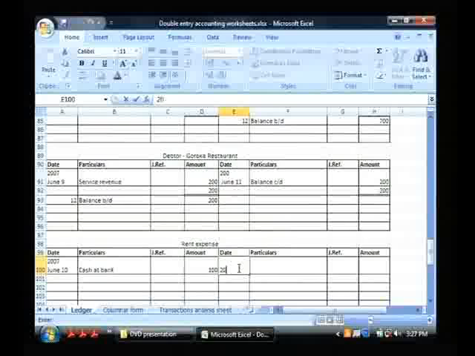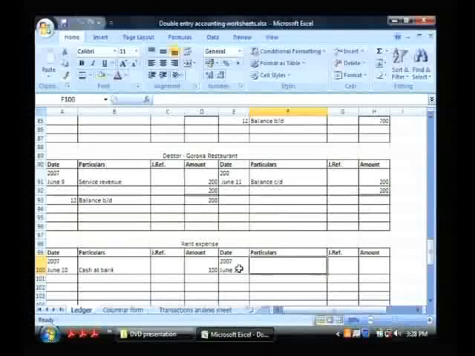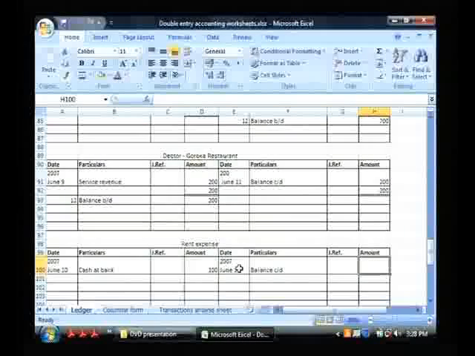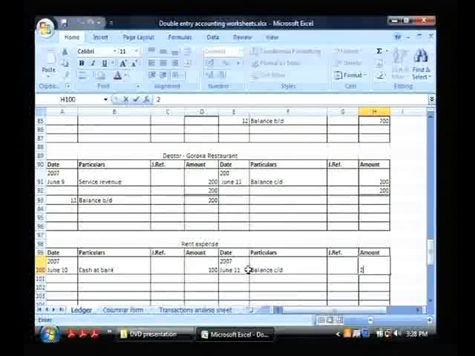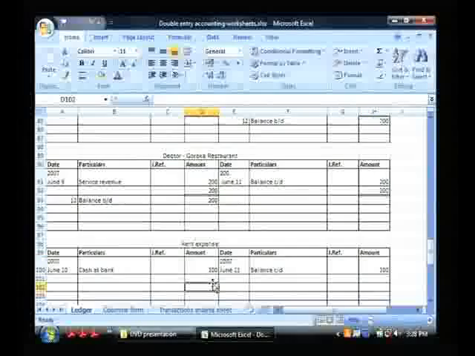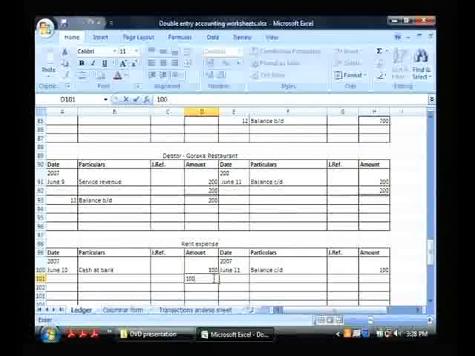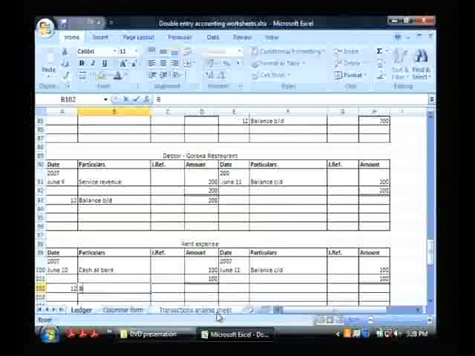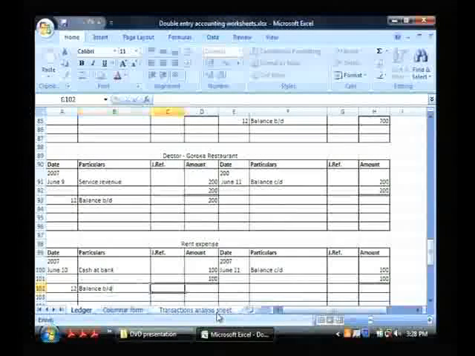Next, rent expense, only one entry, balance carried down 100, total 100, double line for the total, twelfth balance brought down 100.